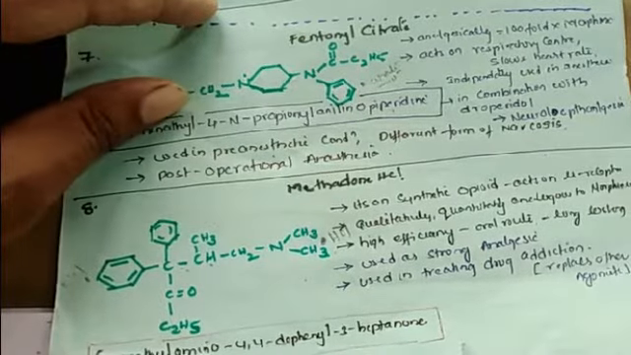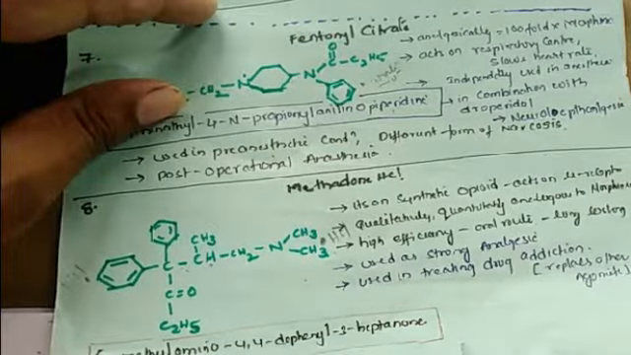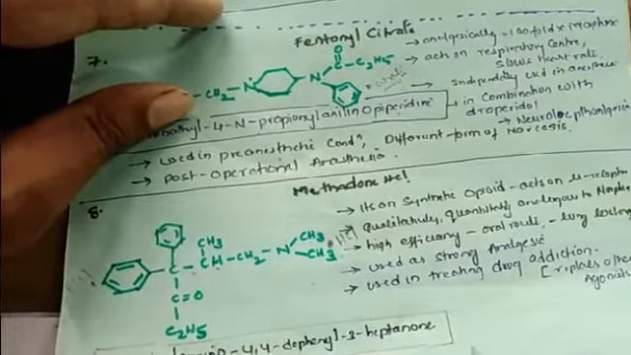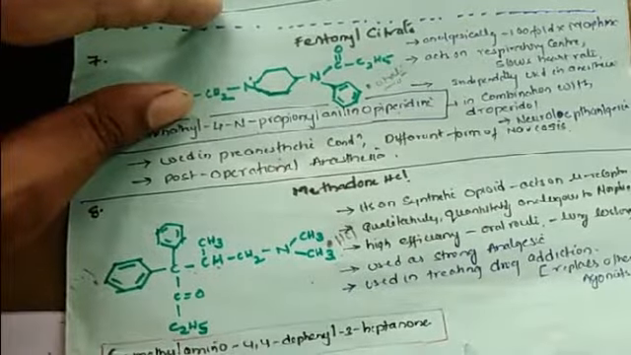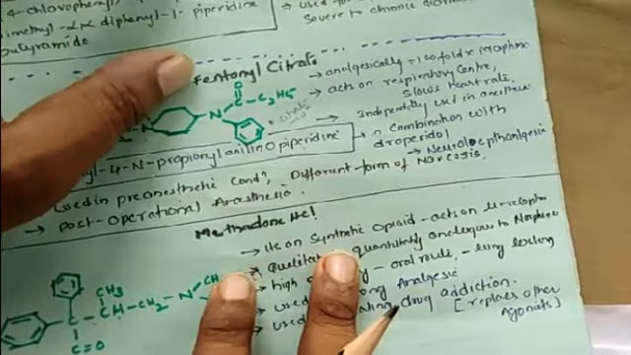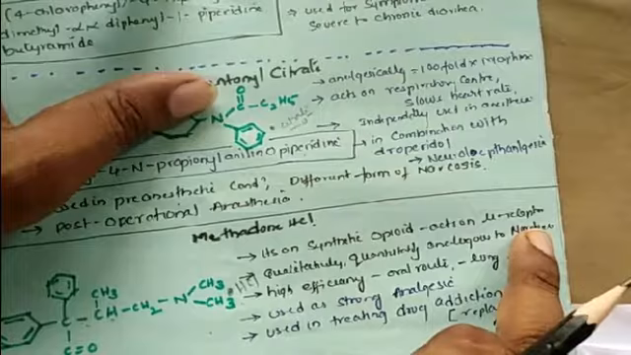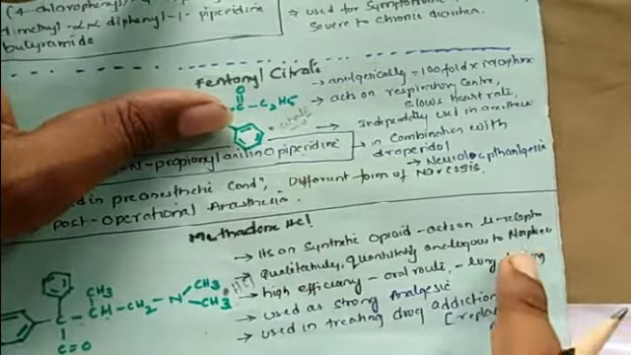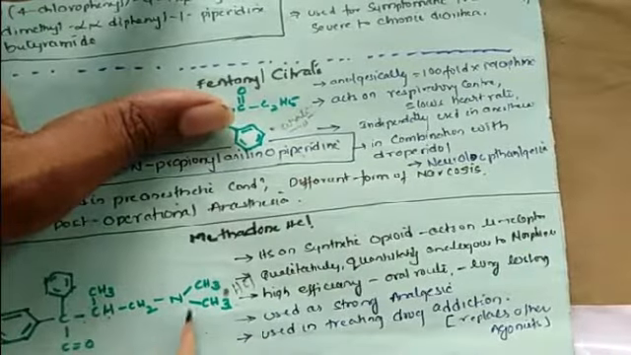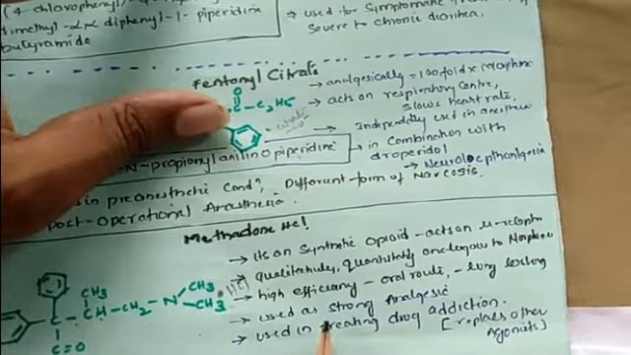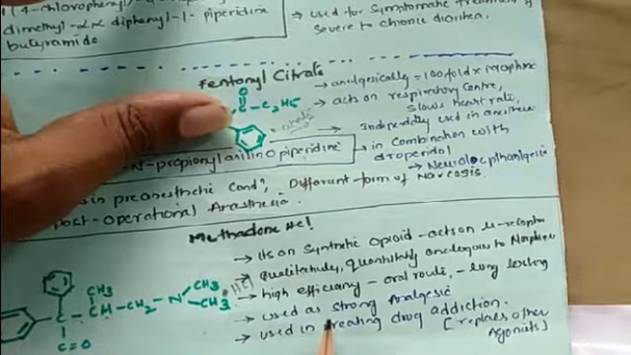Coming to the name, it is 6-dimethylamino-4,4-diphenyl-3-heptanone. It's also a synthetic narcotic analgesic. It's a synthetic opioid. We already discussed that it acts on the mu receptor. It's qualitatively and quantitatively analogous to morphine. So its activity is entirely related to morphine, as well as the dose. In dose relationship also, it is like morphine.